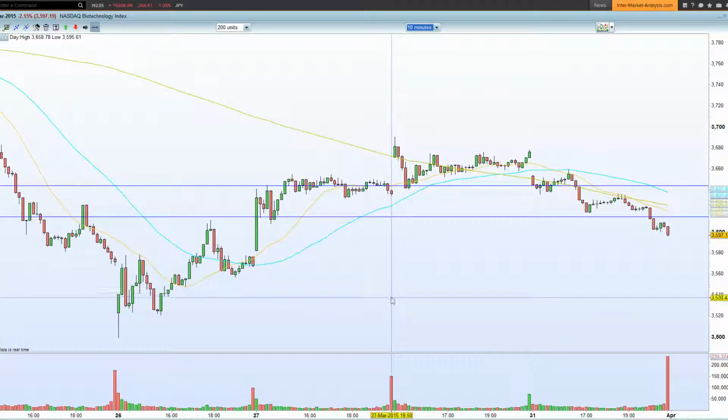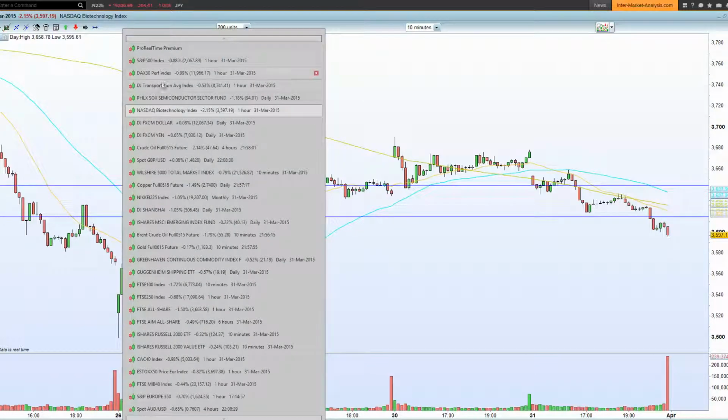The 10-minute chart, sorry, this is the biotech. Sorry, let me bring up the Nasdaq. I brought up the wrong chart. One second.